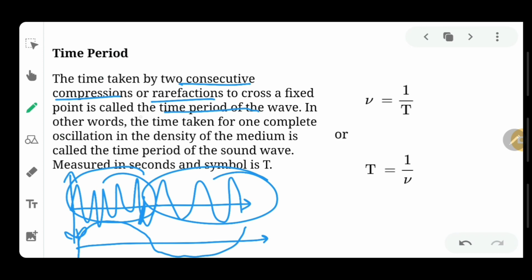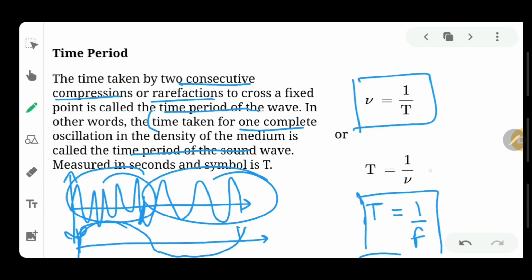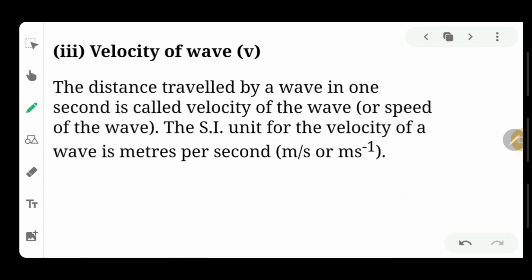In other words, the time taken for one complete oscillation in a medium is called the time period of a sound wave. And there is a relation between time period and frequency: t is equal to 1 upon f. This relation you have to remember. Here it's given t is equal to 1 upon nu. Nu is nothing but your frequency f. I hope you have noted all this. So now we move ahead.